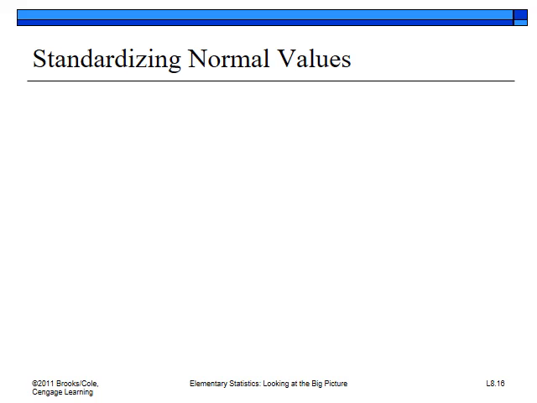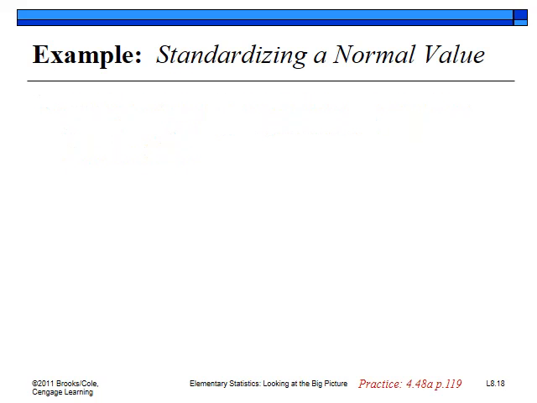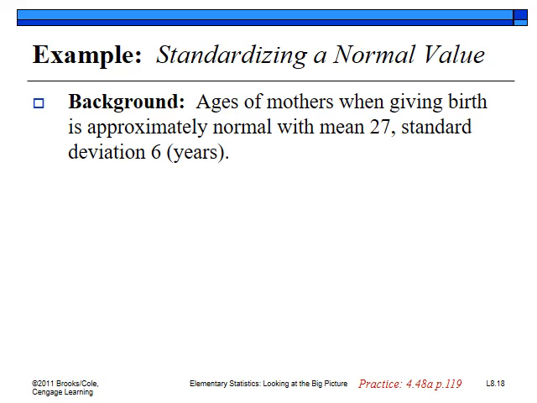Let's talk about standard values. When we measure the distance from the mean of a particular value in standard deviations, the process is called standardizing. For example, if we're looking at the ages of mothers when giving birth, those ages are distributed approximately normally. The mean is 27 and the standard deviation is 6.